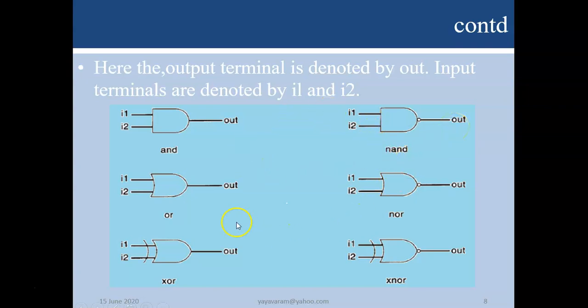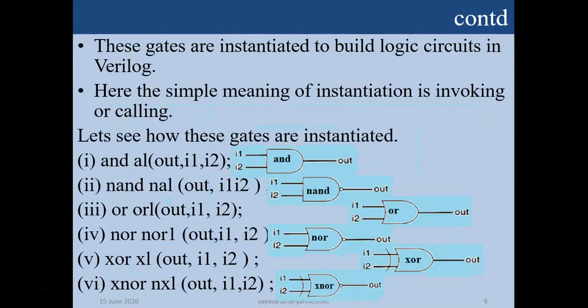This is the most important thing that every one of you should understand before you write any Verilog code in gate level modeling. So let us consider. These gates are instantiated, meaning invoked, called to build the logic circuits. Here the simple meaning of instantiation is invoking or calling, as I have repeatedly told you. This is the meaning. Now let us see how we instantiate these gates. For example, suppose I want to use an AND gate.